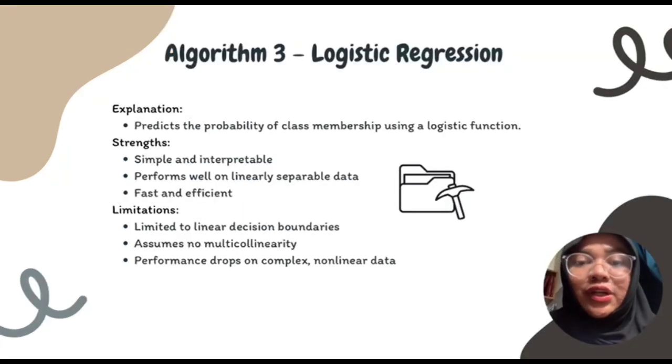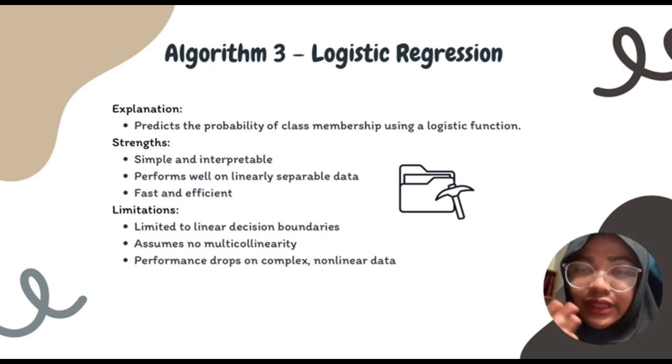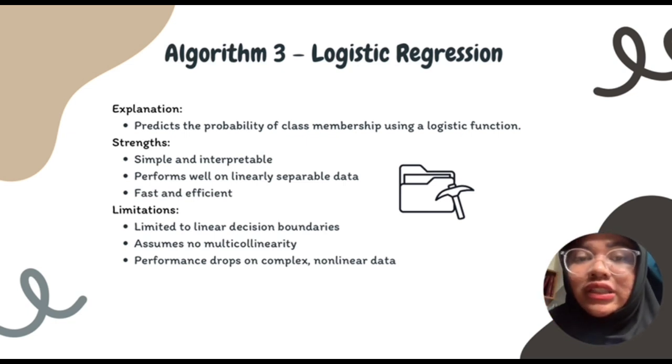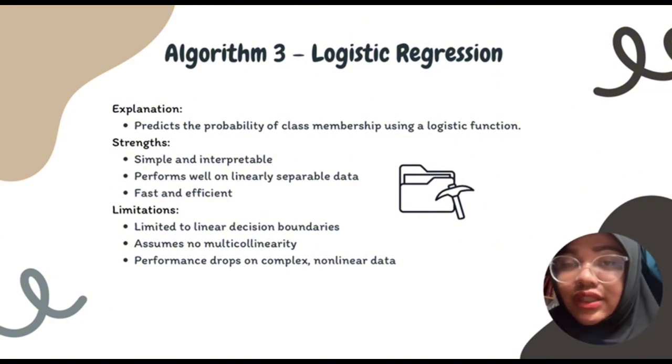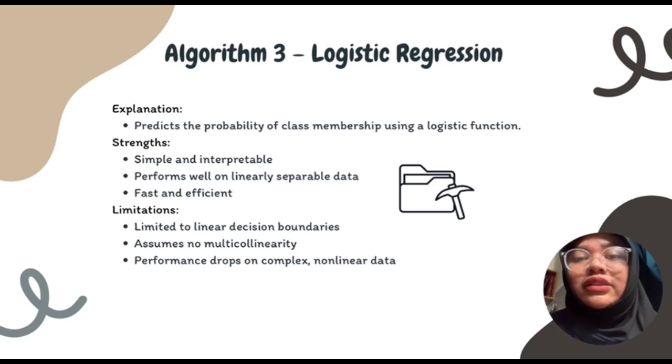So the last algorithm is logistic regression. Logistic regression is one of the simplest classification algorithms. It uses a mathematical formula to predict the probability of a student falling into a certain grade category. The strengths of logistic regression are its simplicity, speed, and easy interpretation. The limitations are that it only works well with linear data, and it assumes that the features are not correlated.